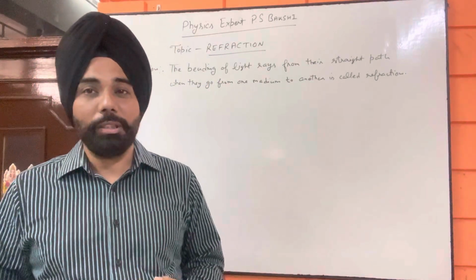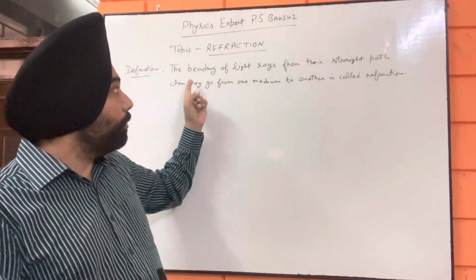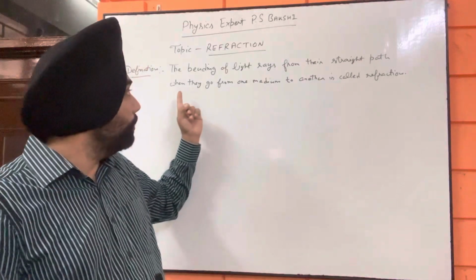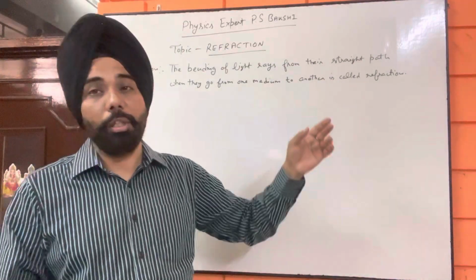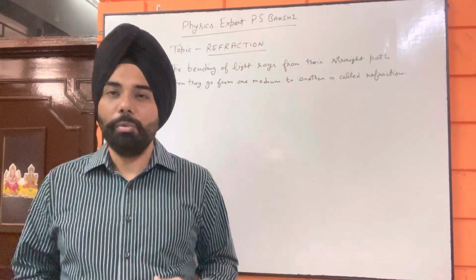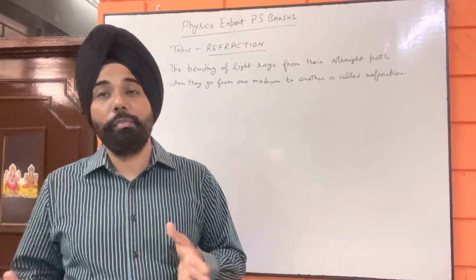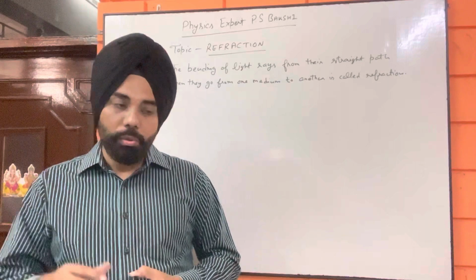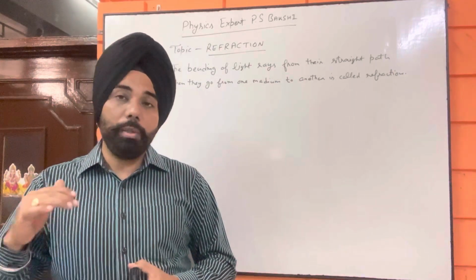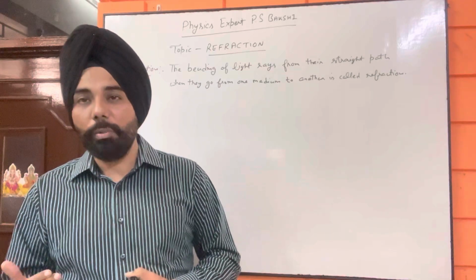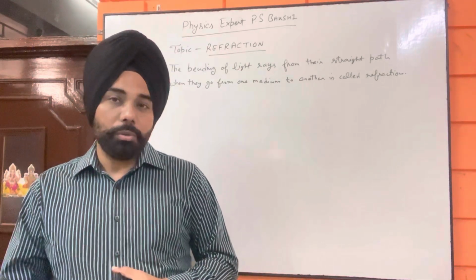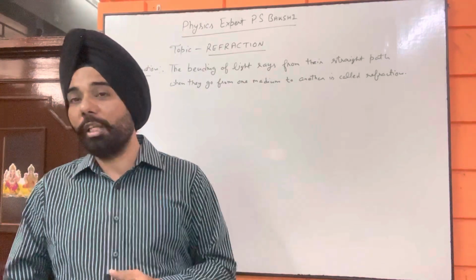What is refraction basically? It is the bending of light rays from their straight paths when they go from one medium to another medium, which means whenever light travels from one medium to another, it is always going to deviate from its path. Now, we will also discuss the reasons for that, how it bends toward the normal and how it bends away from the normal. We will discuss all those things and the laws of refraction as well.